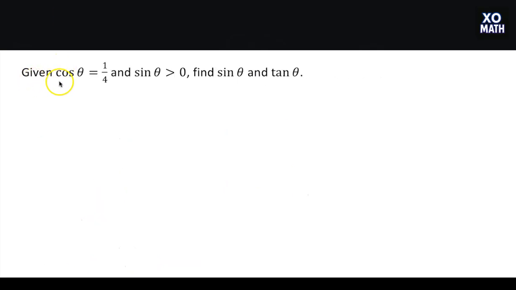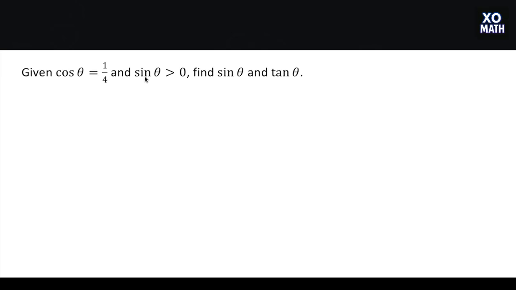In this example, we're given that cosine of theta is equal to 1 over 4, and sine theta is greater than 0, or sine theta is positive. Find sine theta and tangent theta. So this time we aren't explicitly told where the angle theta lies, but because cosine is positive 1/4 and sine is positive, the only quadrant where both sine and cosine, or x and y, are positive is quadrant 1.